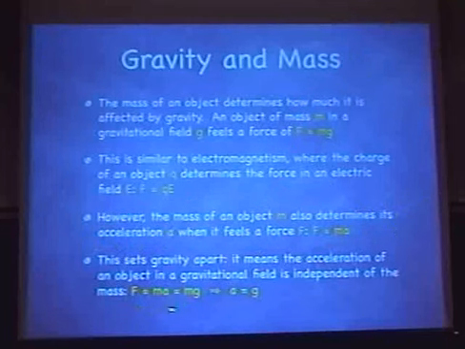And this sets gravity apart, because if you take an object in a gravitational field, what you find is that the acceleration it experiences is independent of its mass, because you have F equals ma equals mg, and the masses cancel out, and the acceleration is the same no matter what the mass of the particle is. This doesn't happen in electromagnetism, because you can change the charge of the particle without changing the mass, or vice versa.